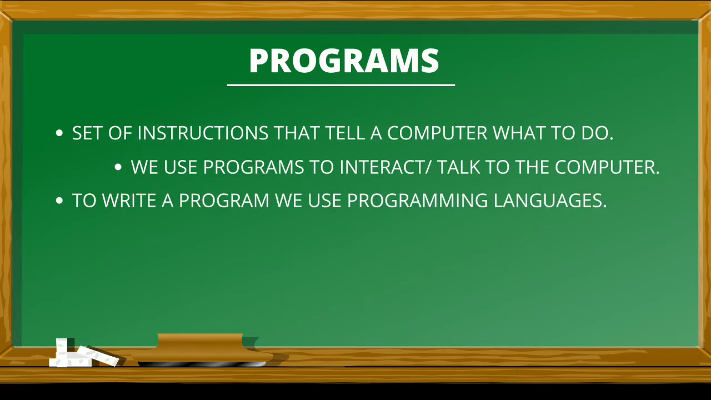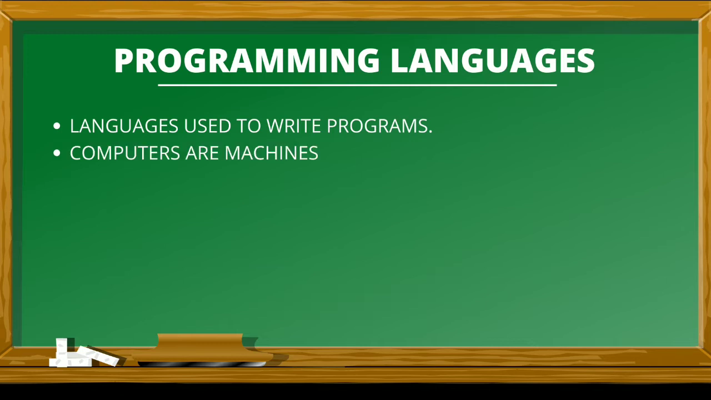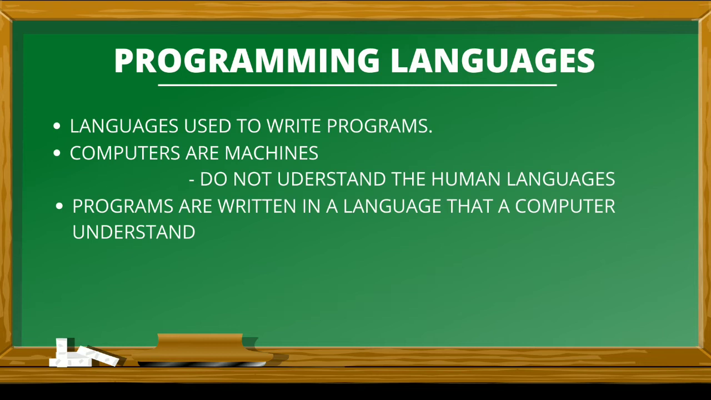To write programs, we use programming languages. So, let's talk about programming languages. Programming languages are basically languages used to write programs. As you know, computers are machines and they do not understand human languages. So programs are written in a language that a computer can understand, which is a programming language. To be able to interact with a computer, we should write a program using a language that a computer can understand, which is a programming language.